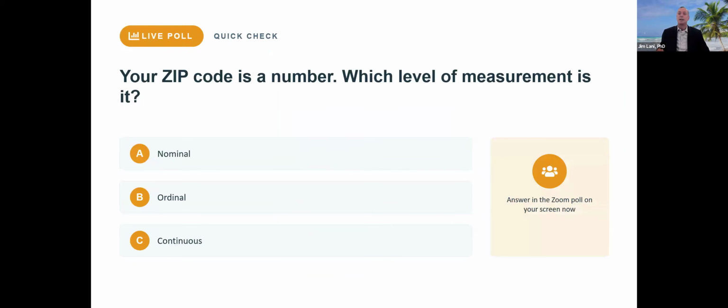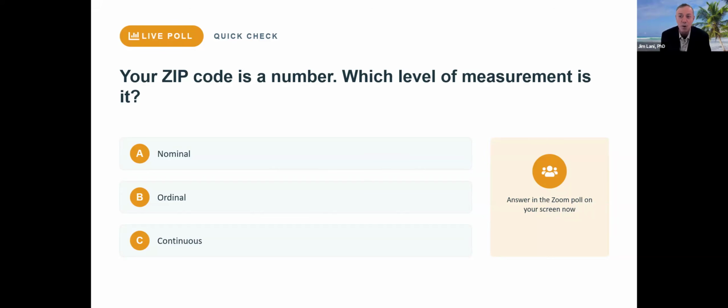Okay, so quiz. What about zip code? Your zip code is a number. Which level of measurement is it? Aha! It looks like the polls are up and working. Okay. All right. So we got some different answers going on here. Okay, give a few more seconds for people to put it in there. Okay, so I think we have an end there. That's awesome.